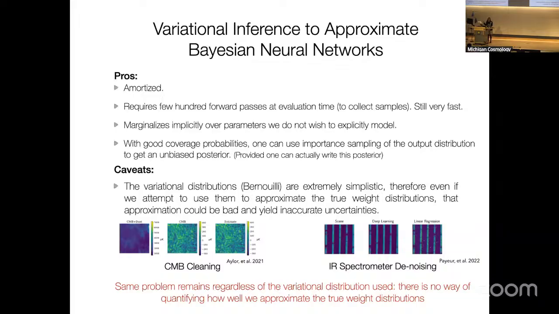So Monte Carlo, like MCMC sampling, is not amortized, but this is. So it's very fast, because we only need a few hundred forward passes at test time to collect our samples. And another thing that's really great is that it implicitly marginalizes over all the nuisance parameters that I don't want to explicitly model.